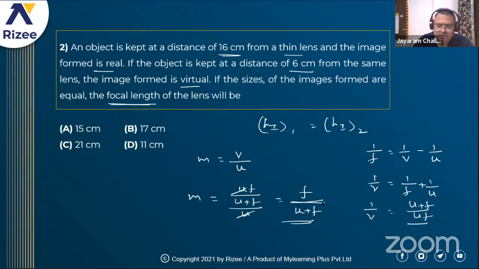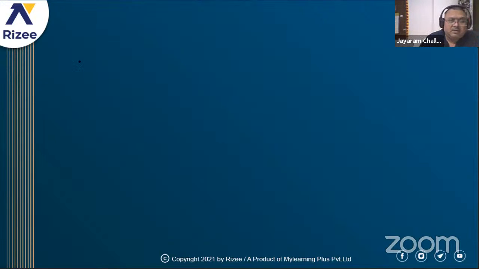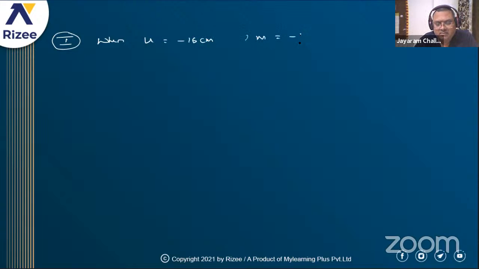Now, what is it in the first case? In case one, when U, the object distance, is equal to minus 16 centimeters, then the magnification m is equal to minus 1. If I substitute, or else you can leave this one also, no problem, because the general magnification formula is V by U in either case, or the height of the image by the height of the object.